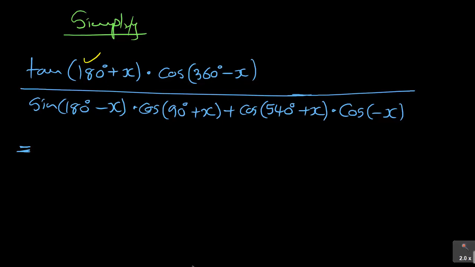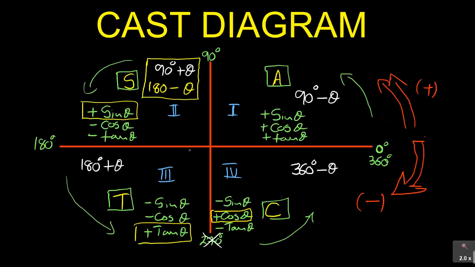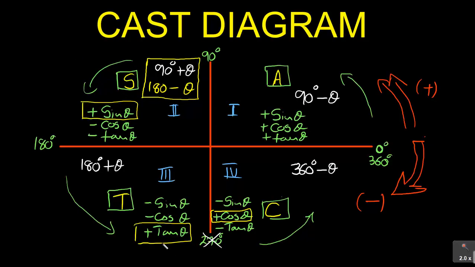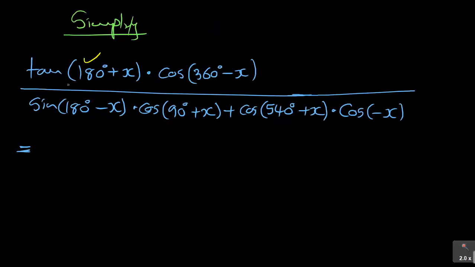If I go backwards, in this case, to my reduction rule, 180 plus is in the third quadrant, and I'm dealing in this case with tan, and you can see that tan is positive here. So 180 plus will also give me a positive tan. So it's 180 plus theta is tan theta. So 180 plus x gives me tan x. I'll put it in brackets, and then do another one.